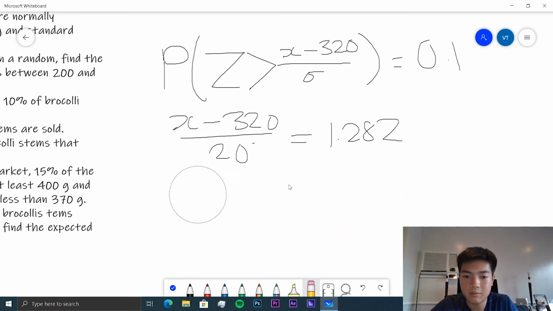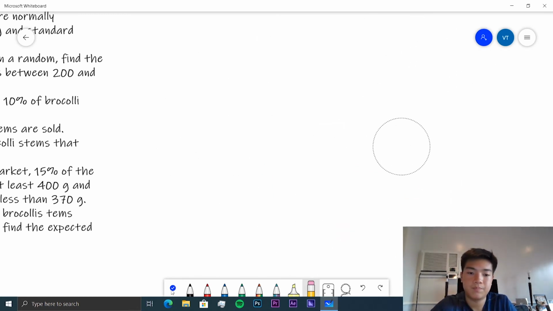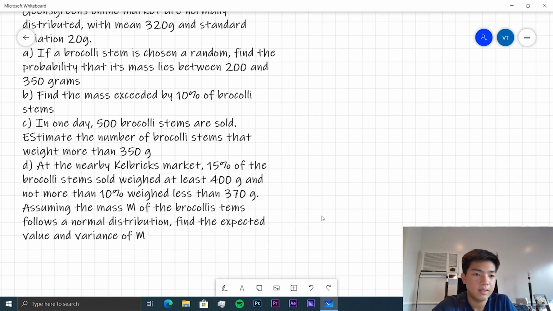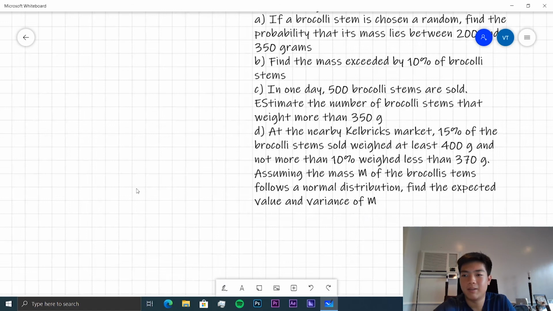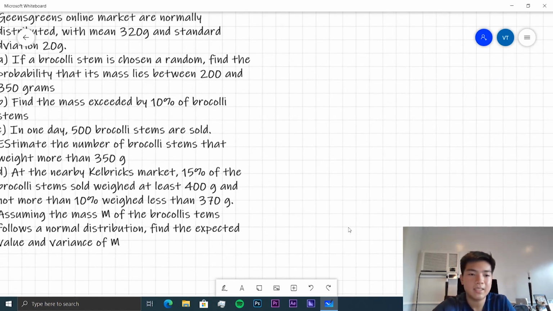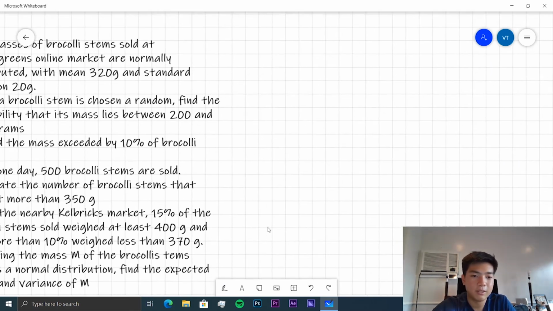And then on to the next one, where we have, in one day 500 broccoli stems are sold. Estimate the number that weighed more than 350 grams.